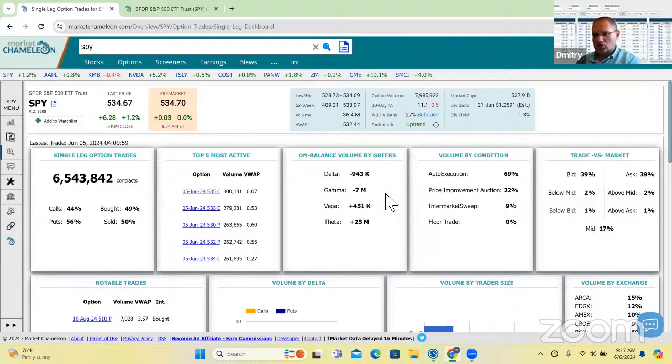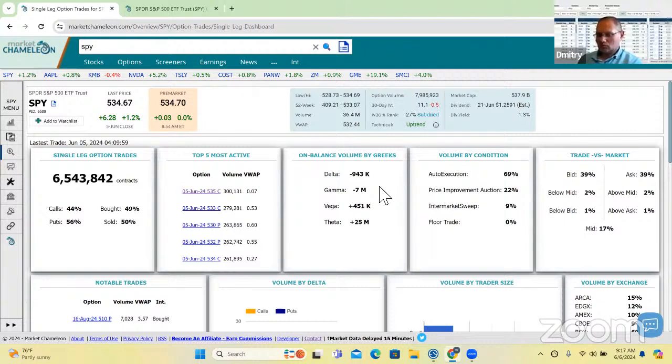And so this is showing us on balance how many deltas, if we took all the positives and negatives, on balance we interpreted a negative 943,000 deltas. What about the gamma?